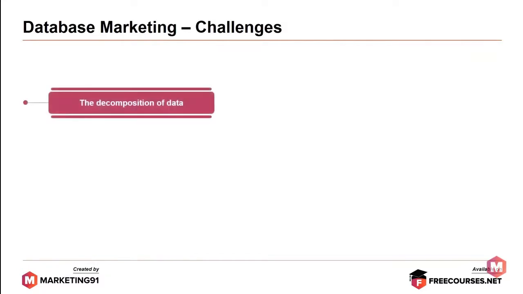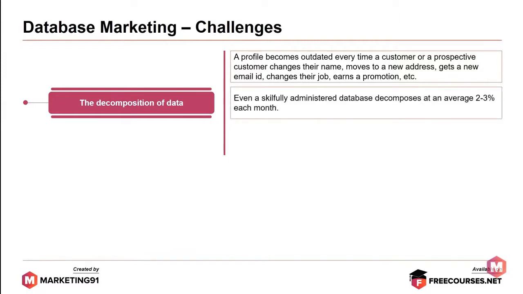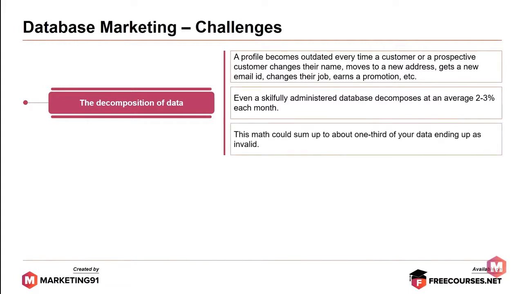Now moving on to the challenges of database marketing. The first, decomposition of data. A profile becomes outdated every time a customer or a prospective customer changes their name, moves to a new address, gets a new email ID, changes their job, or earns a promotion, etc. Even a skillfully administered database decomposes at an average of 2 to 3% each month. This math could sum up to about one-third of your data ending up as invalid.